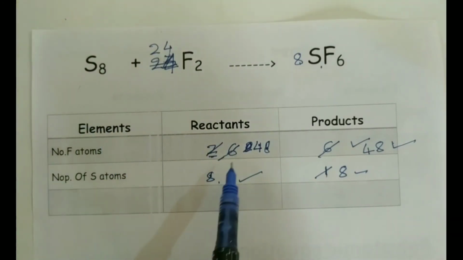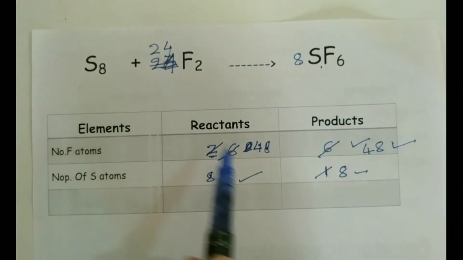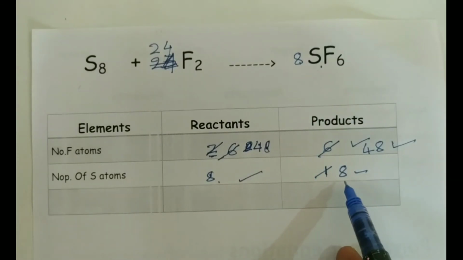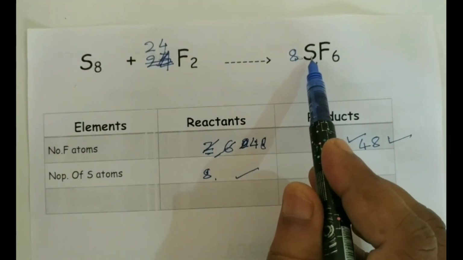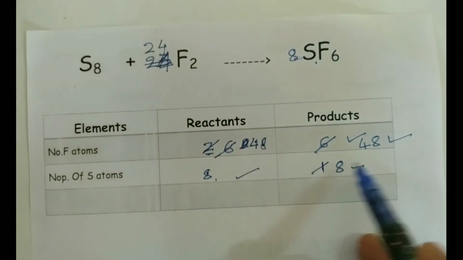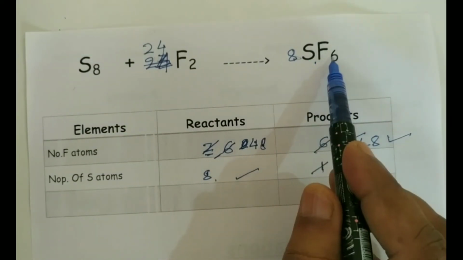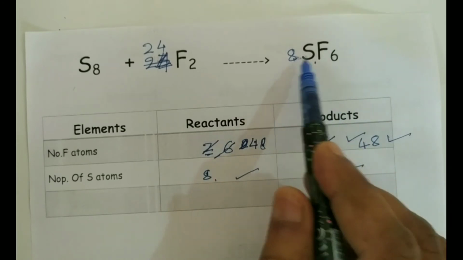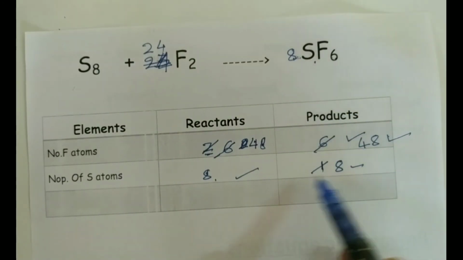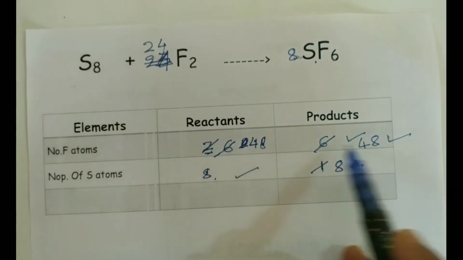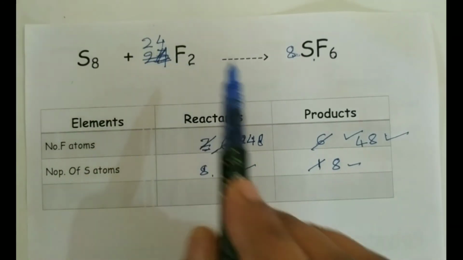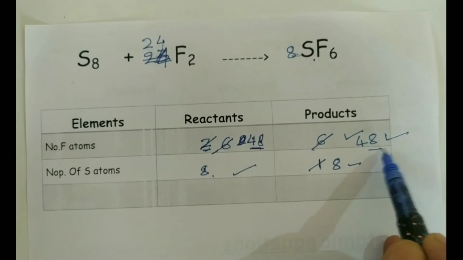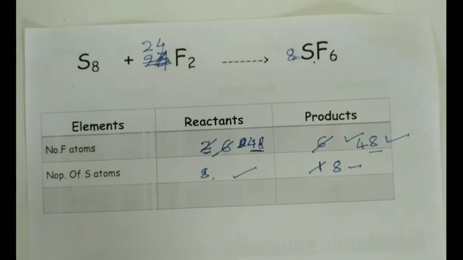First I wrote S was 1, here S was 8, here S was 1, and I multiplied with this 8. When I multiplied by 8, the S atoms became balanced, whereas the number of fluorine is increased. So 8 of 6 is 48. Here only 2 was there. So 48 divided by 2 is 24, that is 24 into 2 becomes 48. So here also 48 and here also 48. The chemical equation is balanced.